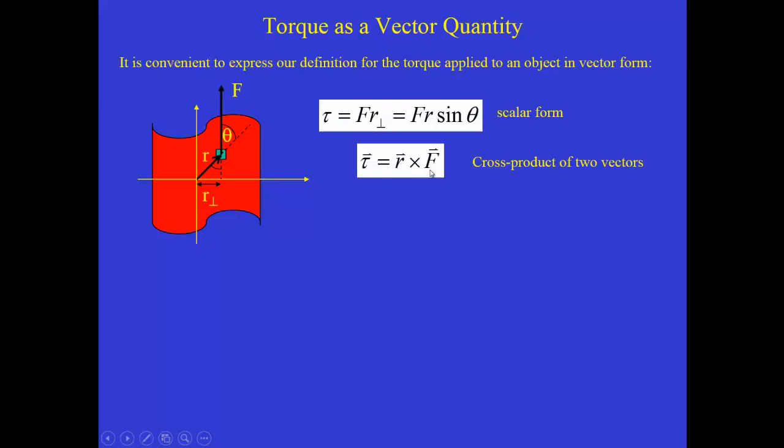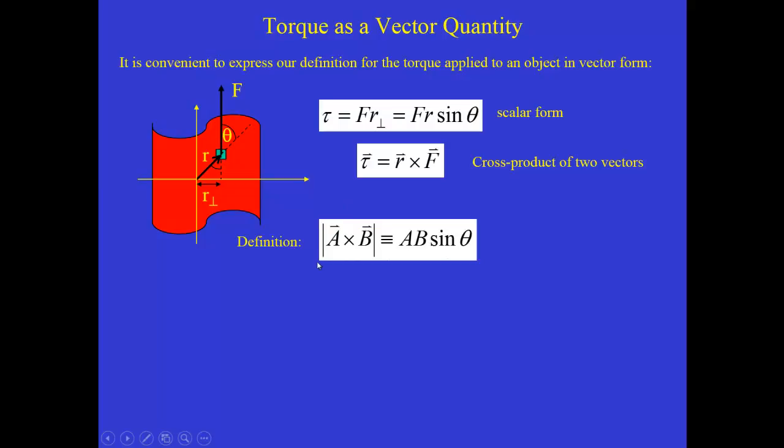But now when there's a force acting on an object that tends to cause it to rotate, we can define the torque in terms of the force vector and also the vector that points from the axis to the point on the object where the force is applied. So this gives a vector nature for the torque. The magnitude is exactly the same.